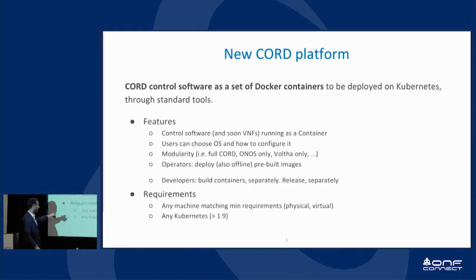So really, the new requirements now became, from the ones I showed you before, that you can run on any machine matching the minimum requirement. We have a guide online that will tell you what type of hardware you have to run. It can be either physical or virtual, because now we have containers, so there's no problem deploying also on a virtual machine. And it can run on any Kubernetes of your choice, above version 1.9.